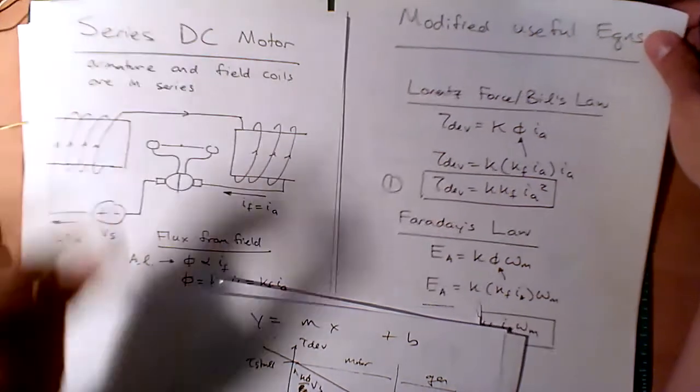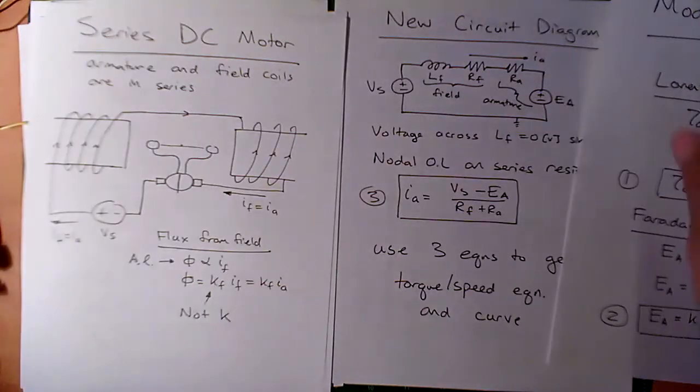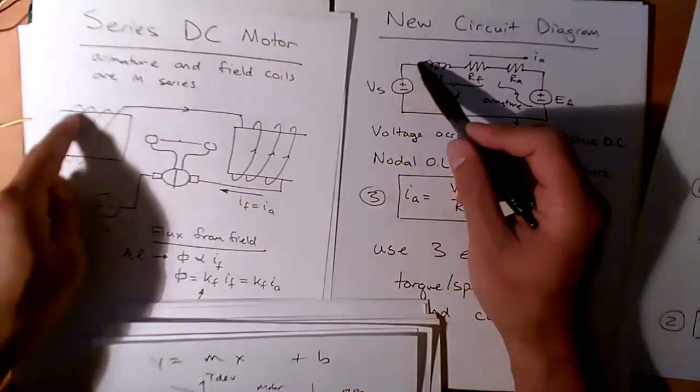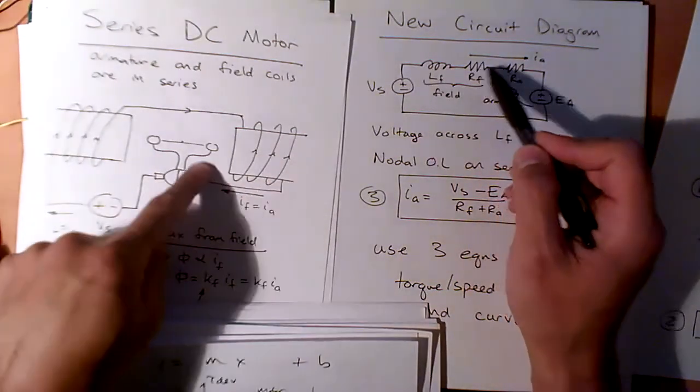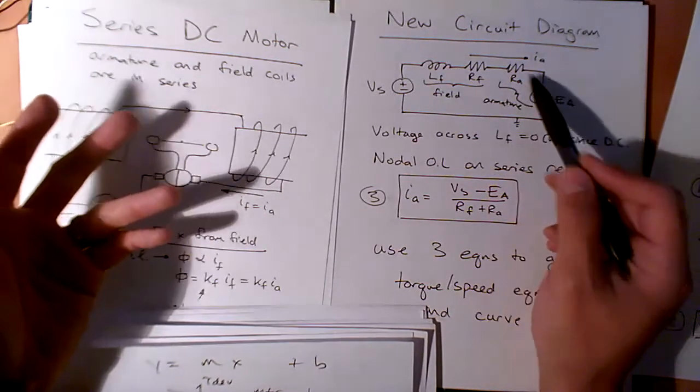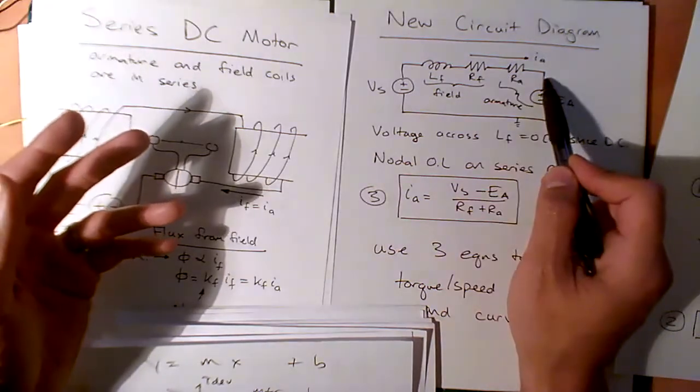Well, now they're all put together, and that looks like this guy. You have VS, you have the field, and then you go into the armature, RA, and of course you have your back EMF. But that's it. Just one circuit, everything in series, okay?